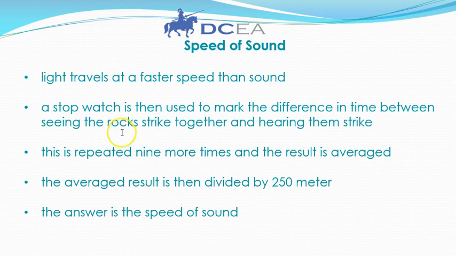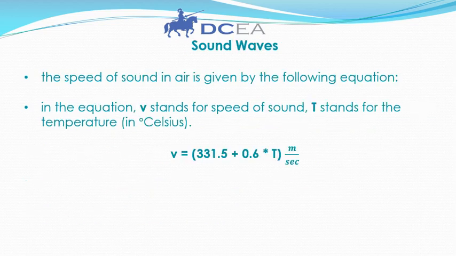In the experiment, a stopwatch is then used to mark the difference in time between seeing the rocks strike together and hearing them strike. The experiment is repeated 9 more times and the result is averaged. The averaged result is then divided by 250 meters. The answer is the speed of sound. The speed of sound in air is given by the following equation. In the equation, V stands for the speed of sound. The capital T stands for temperature, which is always measured in degrees Celsius.